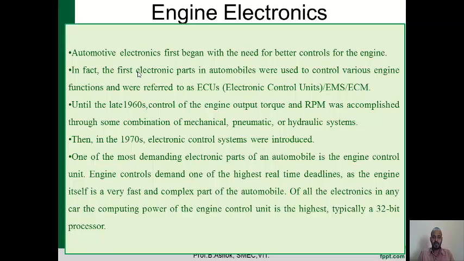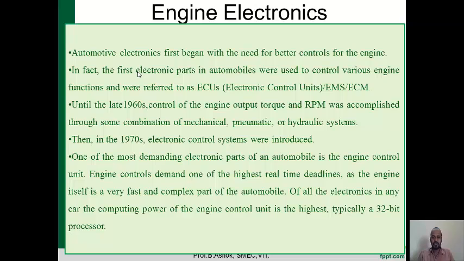In fact, the first part in an automobile was used to control the various engine functions and was referred to as ECU. It was the very first electronic component, apart from the lighting system. Earlier it was called an engine control unit, because it was introduced first in the engine. But later on the same kind of control unit has been used in other system controls. So nowadays it is called an electronic control unit.